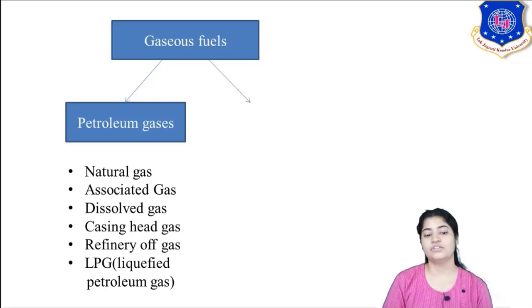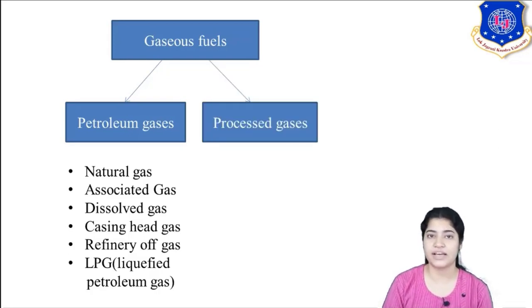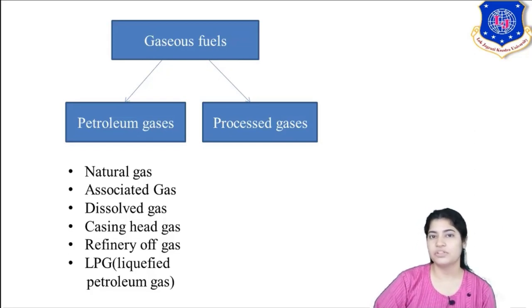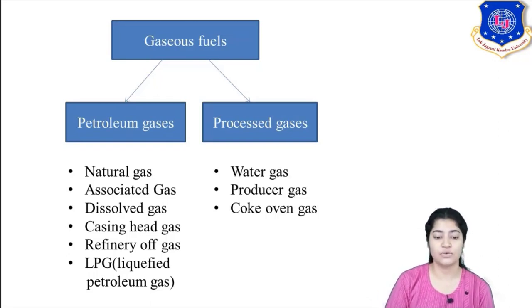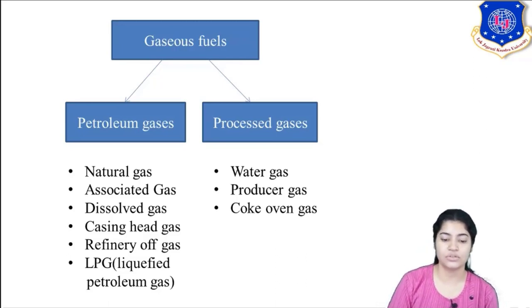Now the second category here is processed gas. From the name itself you can see, processed gas. These gases are available from the processing industry, when certain reactions are done. For example, the cracking industry. In cracking, your heavy fractions are cracked into light fractions, and with that you get certain gases also. Those gases are categorized as processed gas. What are those gases? Water gas, producer gas, coke oven gas.